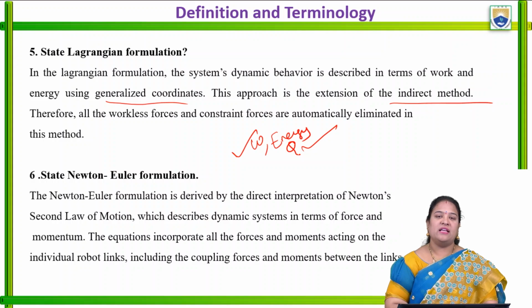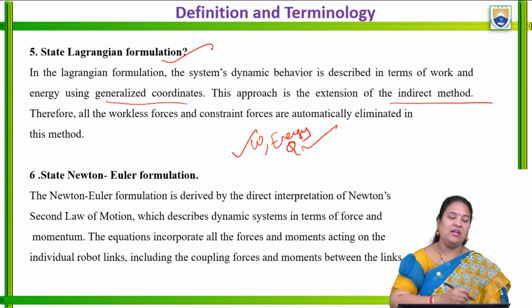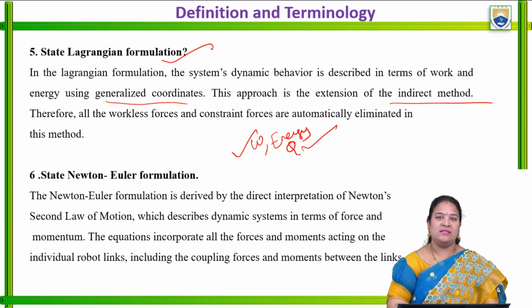That is, the Lagrangian formulation is used to describe the behavior of the work and energy for the generalized coordinates in an indirect method. And wherever there are workless forces and constrained forces, they will automatically be eliminated using this type of method. That is known as the Lagrangian formulation.